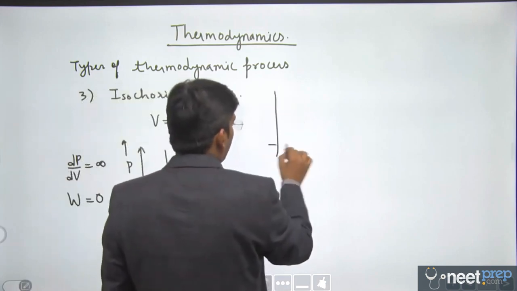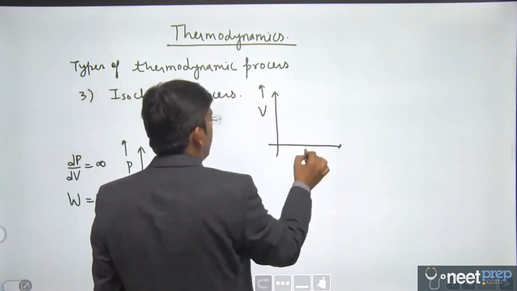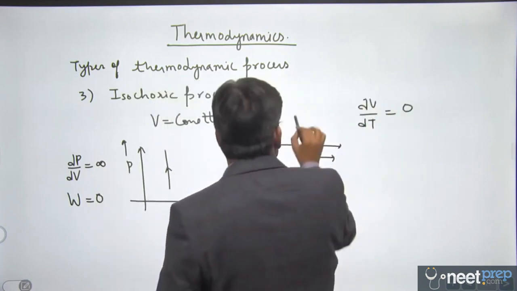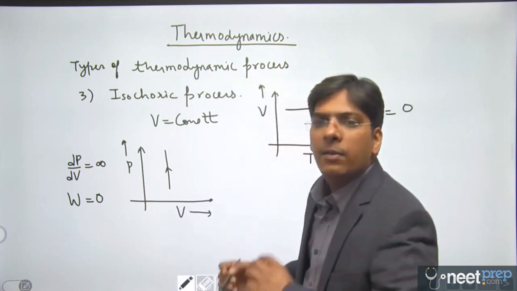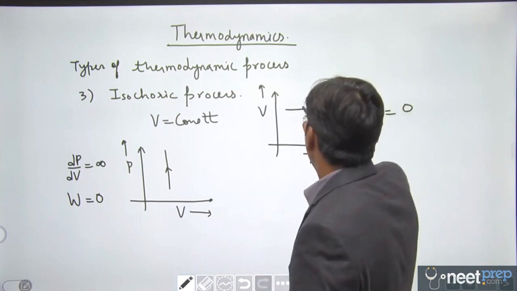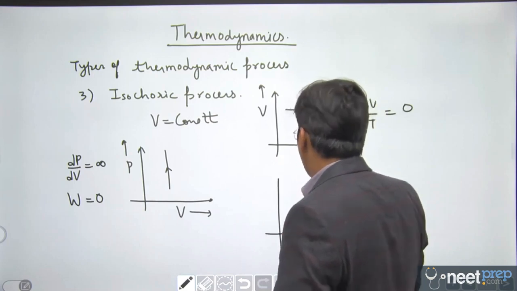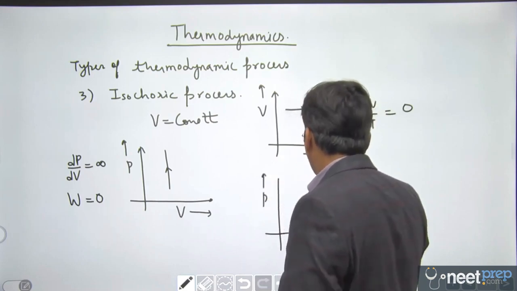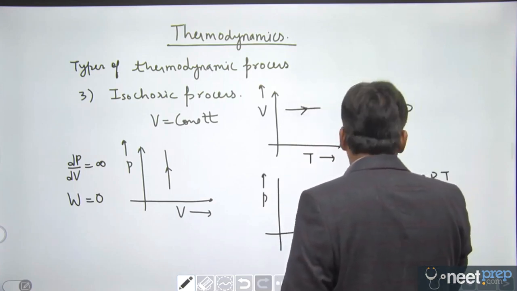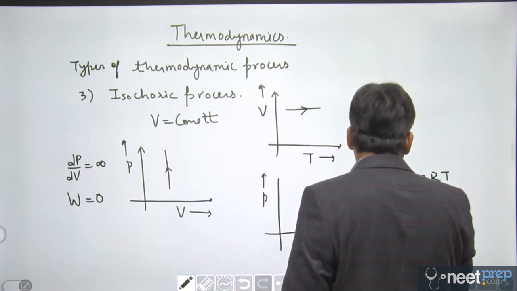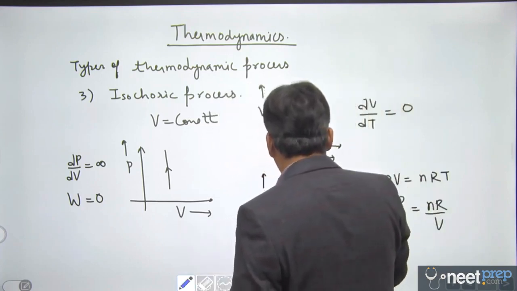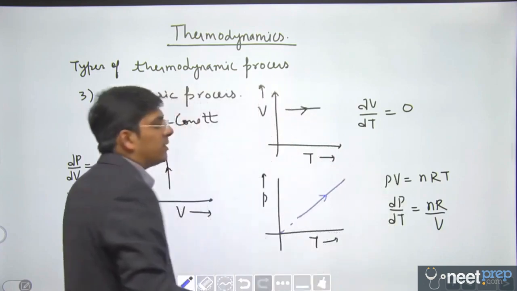Now let us draw the VT graph. If volume is constant, we expect dV by dt to be 0. The graph is parallel to the temperature axis, and when pressure is increasing, temperature must increase. Now the next graph will be the PT graph for isochoric process. We know that PV is equal to nRT, so dP by dt is basically nR by V, since volume is constant. So this is going to be a straight line passing through origin, both increasing. I hope this is clear to everyone, dear students.